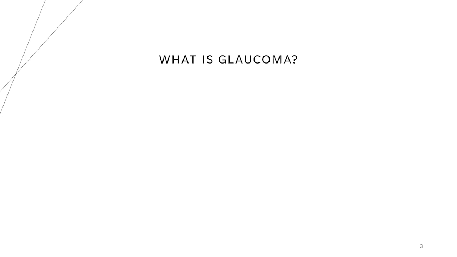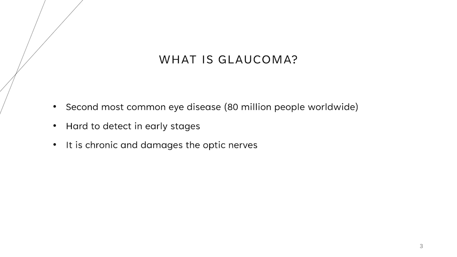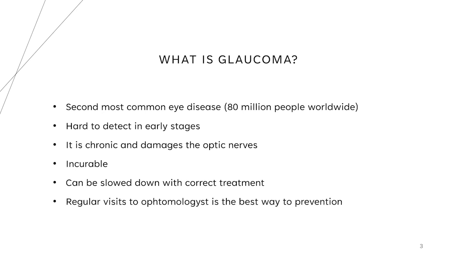So, what is glaucoma? Glaucoma is a serious disease that arises as a result of increased intraocular pressure. It is the second most common eye disease. It is hard to detect in early stages and can silently develop through the years. Sadly, it is incurable, but it can be slowed down with the correct treatment. The best way to prevent it is by doing regular visits to the ophthalmologist to perform a precise diagnosis with professional equipment.